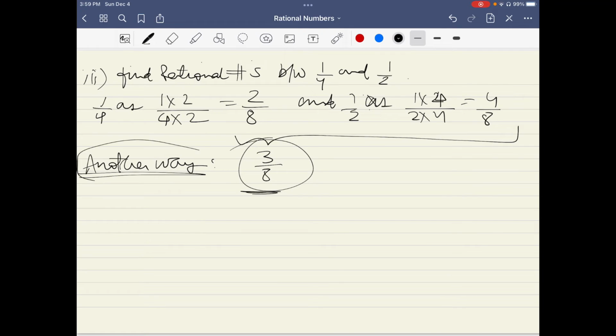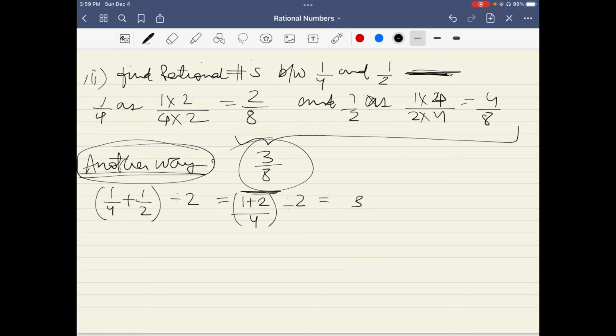Now let me show you another way of finding rational numbers between two rational numbers. The other way looks something like this. If we were to use the same question, find a rational number between 1 over 4 and 1 over 2, we could solve it as follows. We can say 1 over 4 plus 1 over 2 divided by 2, which equals 1 plus 2 over 4 divided by 2, which equals 3 over 4 divided by 2, which is also 3 over 8.